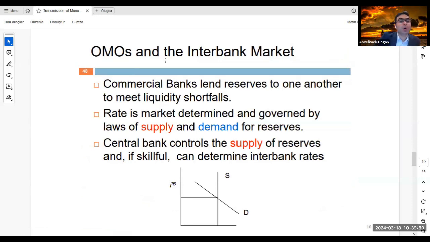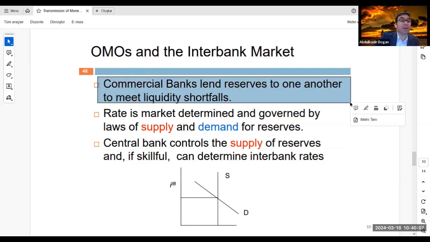And here we have the OMO and the interbank market. So OMO, open market operation, is the central bank decision-making process, but we have the private banking process as well. So the commercial bank lends reserves to another to meet a liquidity shortfall. So if I am increasing the interest rate and if I am not giving the money to the market, if, let's say, bank A needs the money, but central bank does not give it the money. Normally, central bank is the lender of last resort. If the money cannot be found in the market, central bank will give the ultimate liquidity as a lender of last resort in the market.